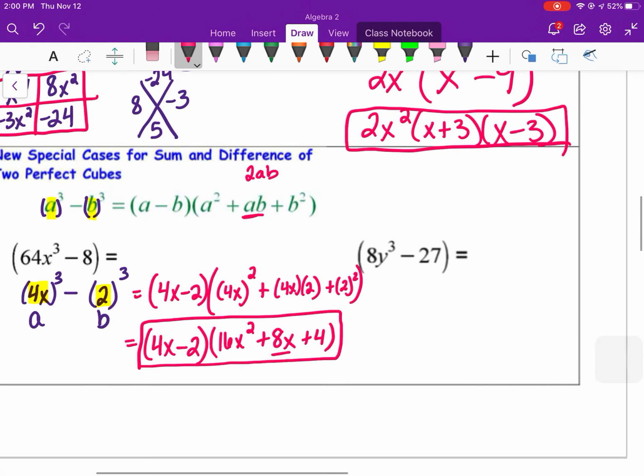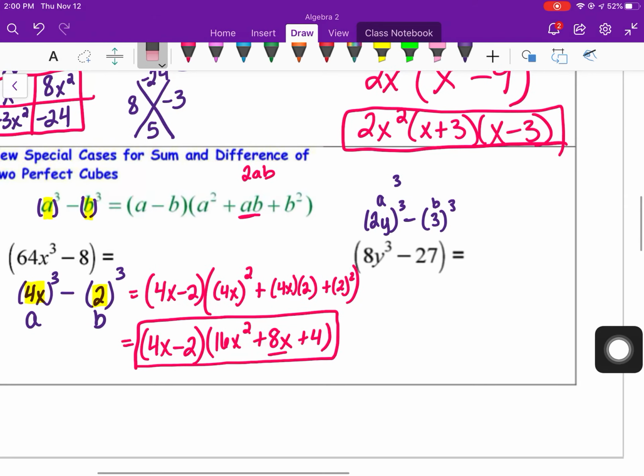So let's do one more, difference of perfect cubes. So identifying A and B first. So 8y cubed, 8 is the same thing as 2 cubed, so my A value will be 2y. So A cubed is 2y cubed, which is 8y cubed. So A is 2y. And then minus, and then 27 is the same thing as 3 cubed. So B will be 3. So A in this one is 2y and B is 3.